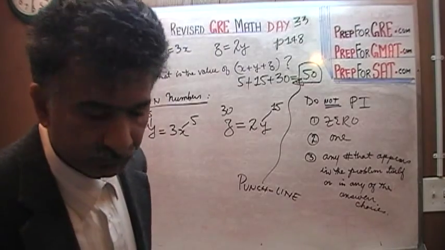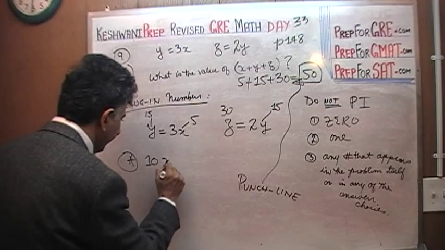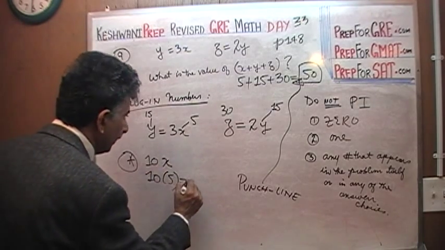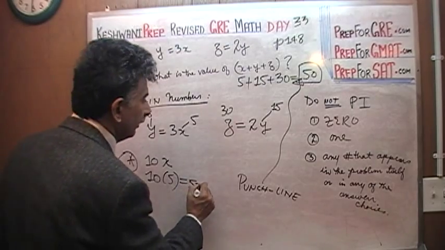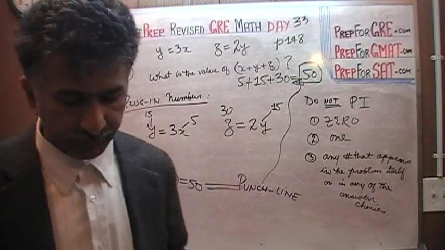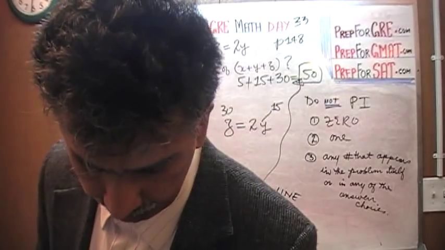Let's take a look at the answer choices. The first answer choice is 10 times x. X is 5. 10 times 5. Voila, that is our punchline. There you go. The answer is A. That's it. We are done. We got lucky here. Sometimes you have to try out all of them to figure out which one works.